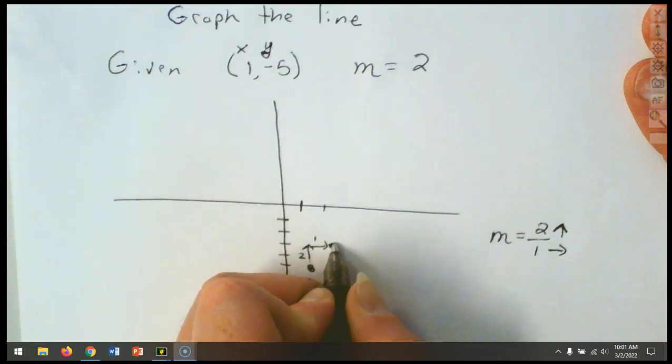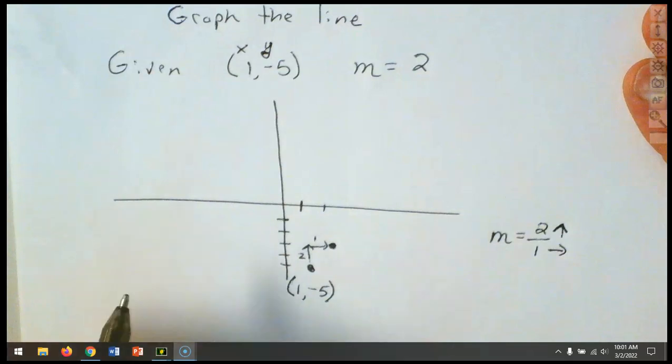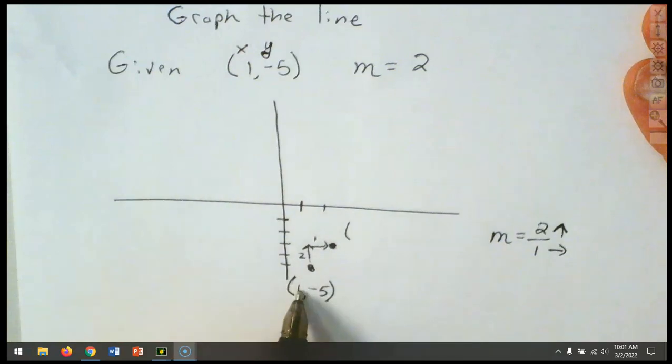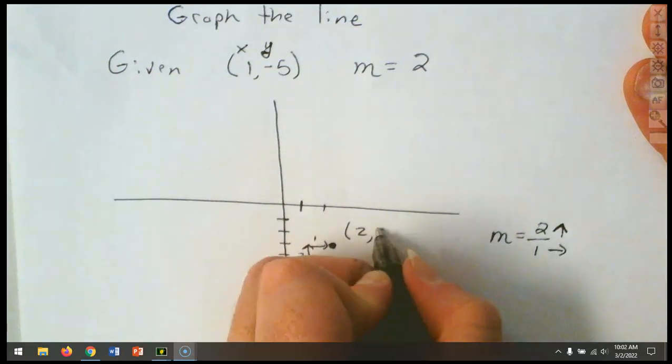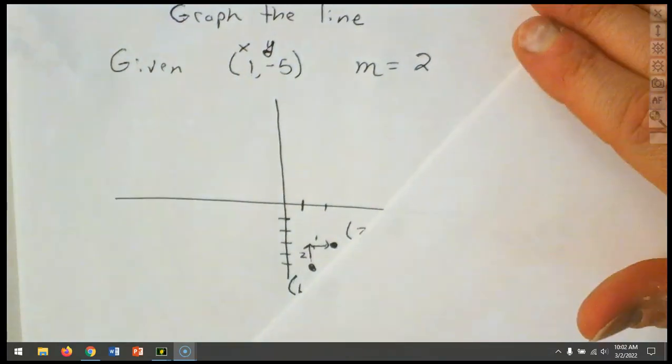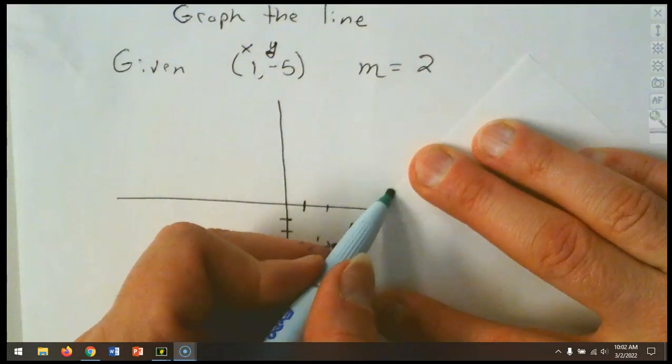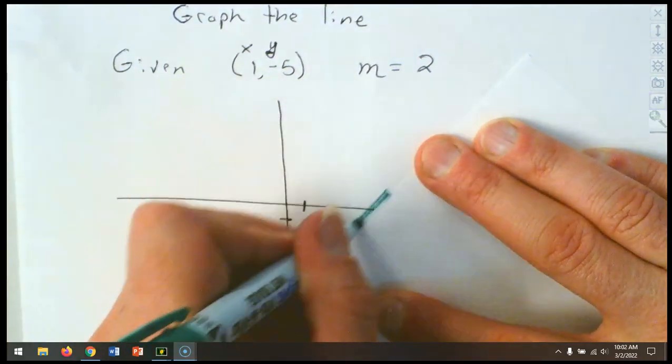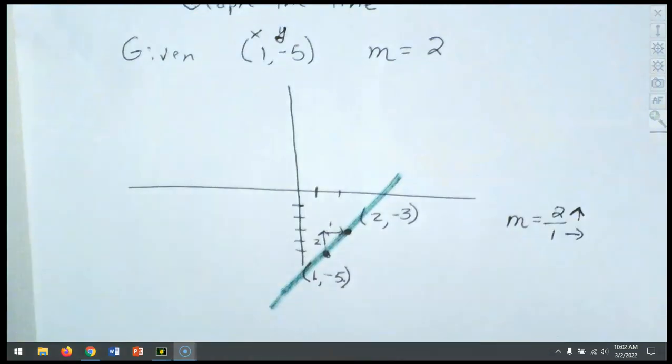And if it helps, you can always label your ordered pair. Okay, your ordered pair, we went up 2, over 1. So we're at 1, we went over 1, so that makes it a 2. And negative 5, we went up 2, that makes it a negative 3. There's my 2 points. We connect them together. And that's going to make our line. And again, we know that we did it correctly because our line should be going up from left to right. And when we look at it, it is going up from left to right.